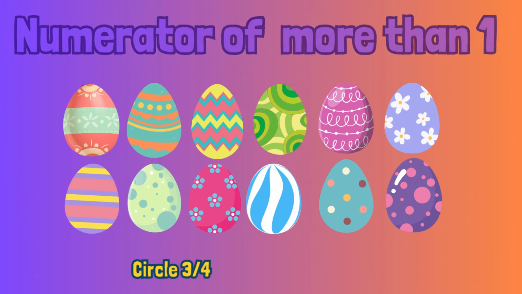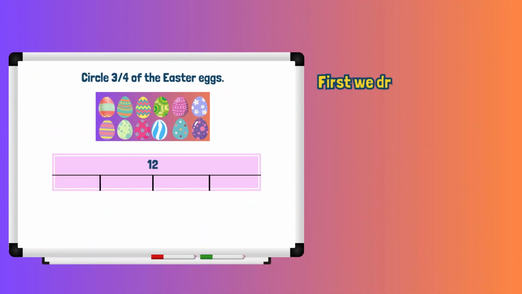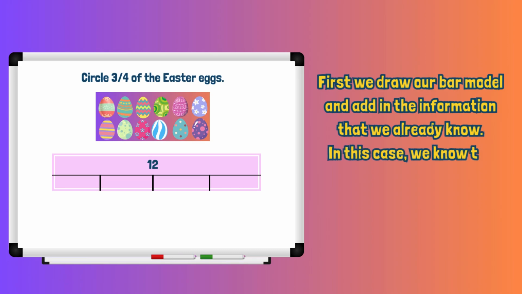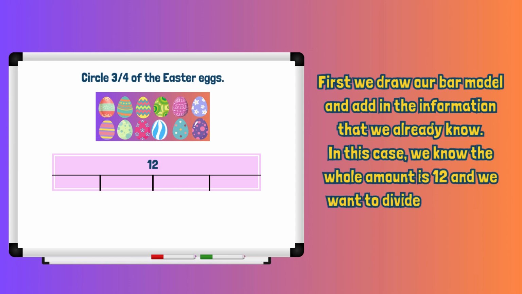Now we're going to look at what happens when we're finding the fraction of an amount where the numerator is more than 1. So here we're being asked to circle 3/4 of the Easter eggs. Once again, we start off by drawing our bar model, and then we add in the information that we already know. In this case, we know the whole amount is 12, because that's how many eggs there are, and we want to divide those eggs into 4 equal parts, because that's the number that the denominator shows.